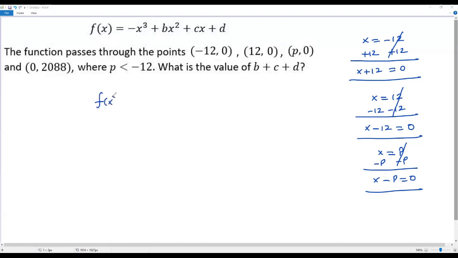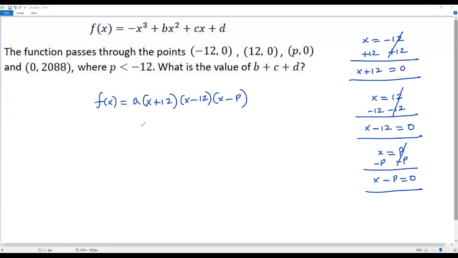So let me write. First, let me write a constant a. Then I write the linear factors one by one: x plus 12, then x minus 12, and x minus p. Okay, here you may have a question. Where did I get this constant a?